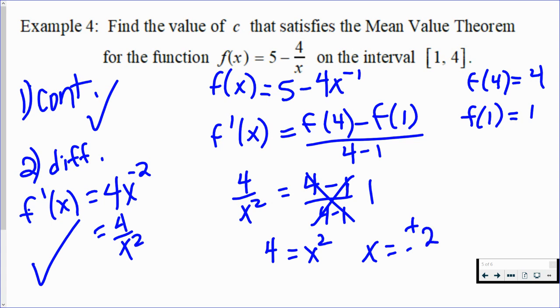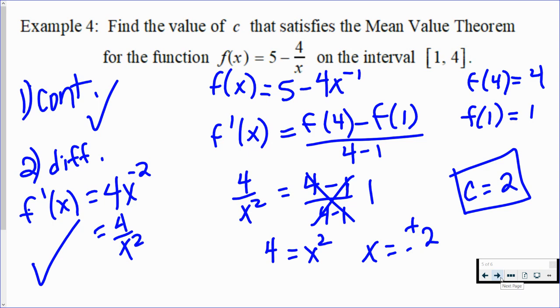Now, last thing we need to do is check, are our solutions on the interval? Are positive and negative 2 both on the interval 1 to 4? No, only positive 2 is. So the c value that works, in this case, the only one is positive 2. Okay, again, it has to be contained within our interval.